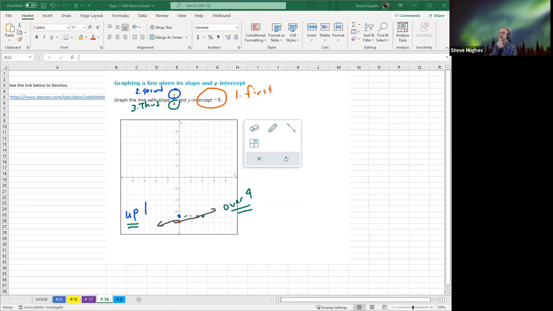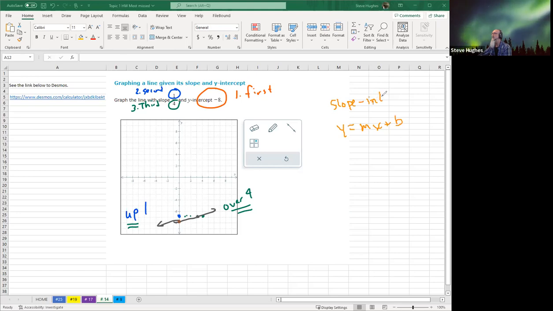We're going to take a few minutes here today and talk about graphing. We're going to graph a line using its slope and its y-intercept. Just to remember, y equals mx plus b is the slope-intercept form of a linear equation, okay?